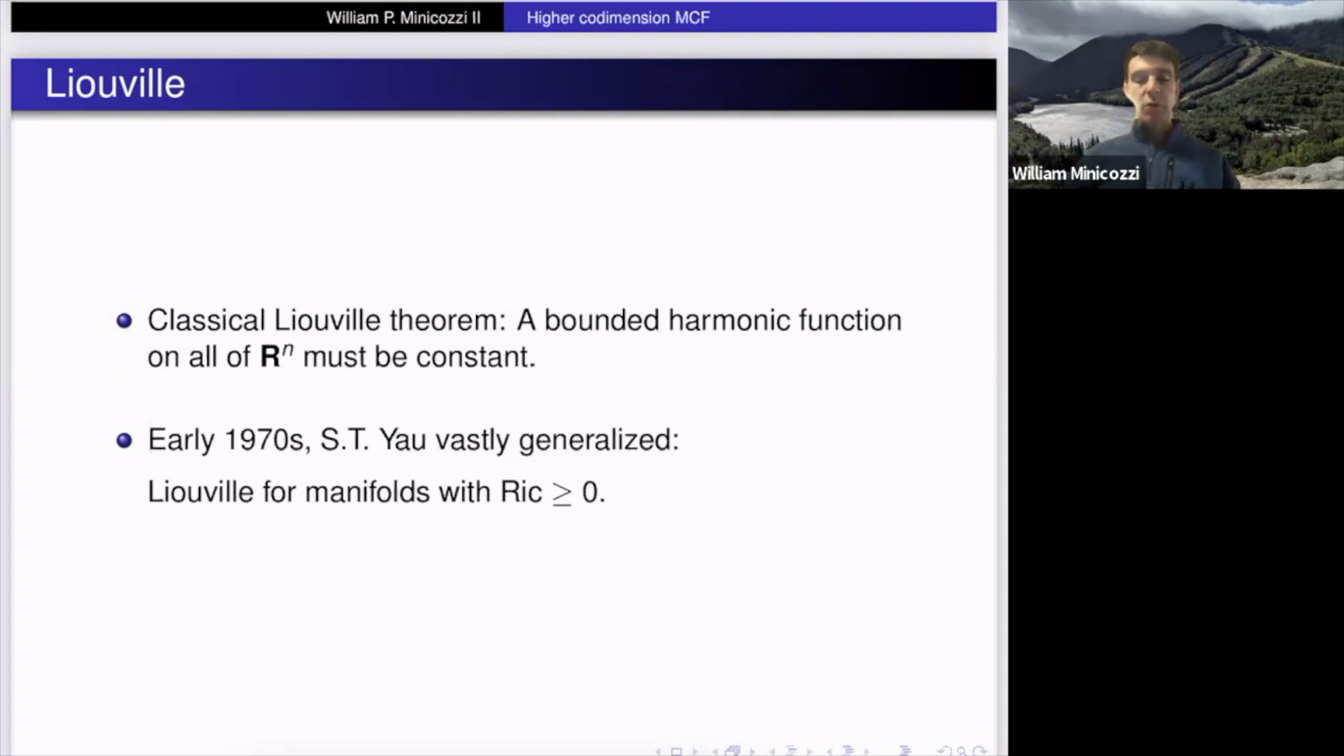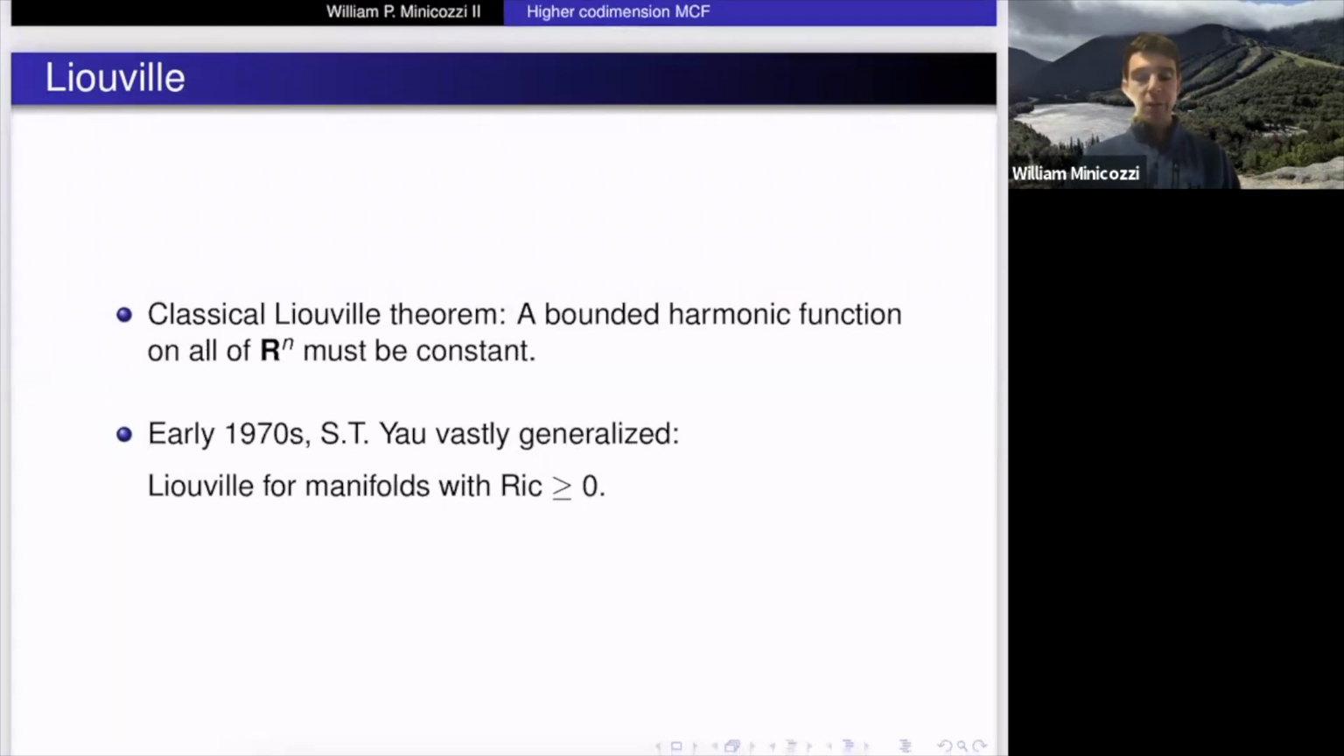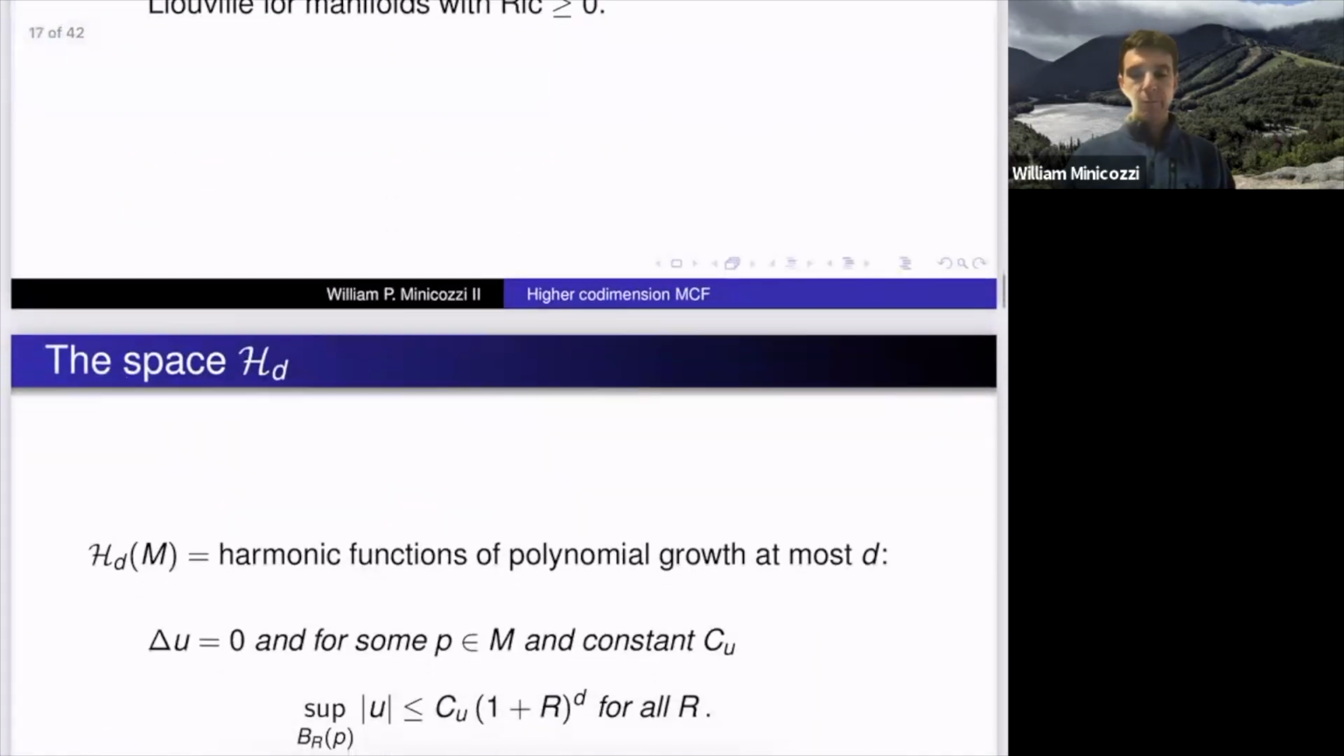In the early 70s, Yau generalized this to manifolds with non-negative Ricci curvature. Of course, this can't be true on all manifolds. If you take the hyperbolic disk, which has constant curvature -1, then for any continuous boundary values you want, you can find a harmonic function with those asymptotic values. Okay, so you need some geometric condition, and non-negative Ricci curvature is a natural one that works.